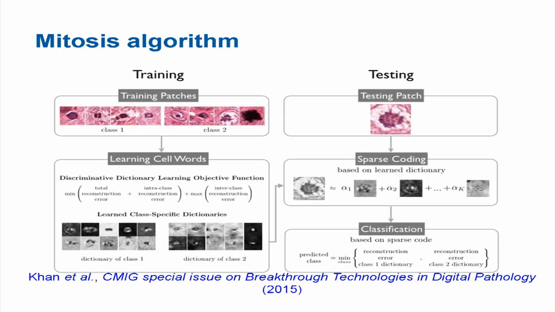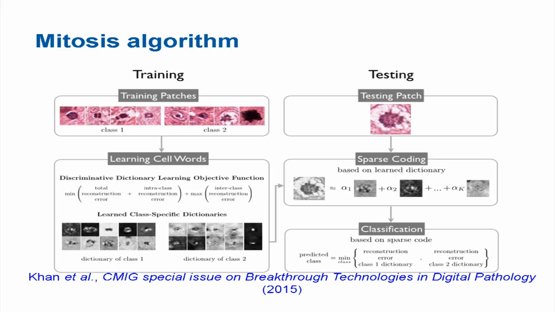This is some work that's been done on the mitotic counting algorithm. We've looked at some of these mitotic figures earlier in Richard's talk, but they come in different shapes and sizes, and obviously you need to count all of these to get your mitotic counting rate accurate.